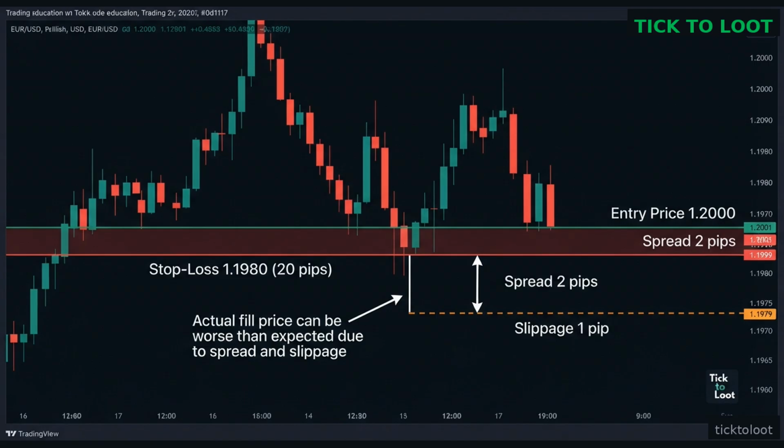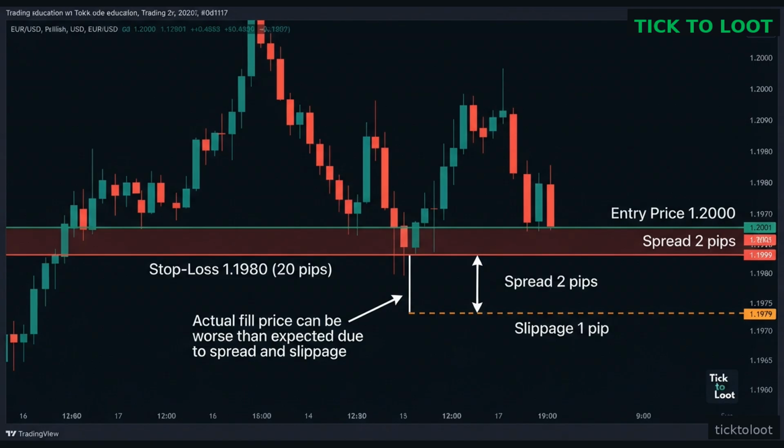In our example, you intend to enter at 1.2000 and set a stop loss at 1.1980, a 20-pip buffer. However, because of the 2-pip spread, your actual entry price becomes 1.2002, shrinking the effective stop-loss distance to 18 pips. Slippage adds another layer of uncertainty.